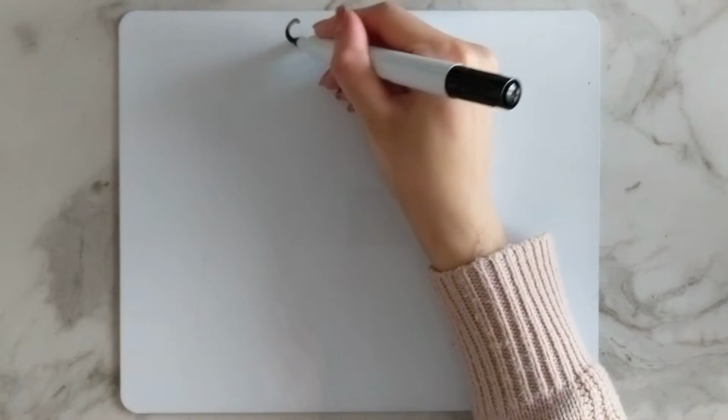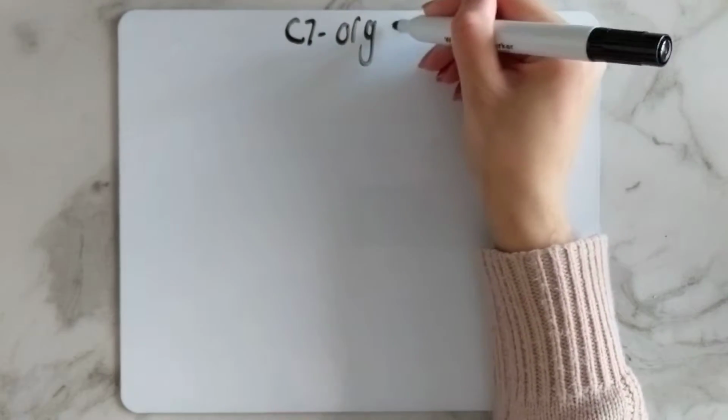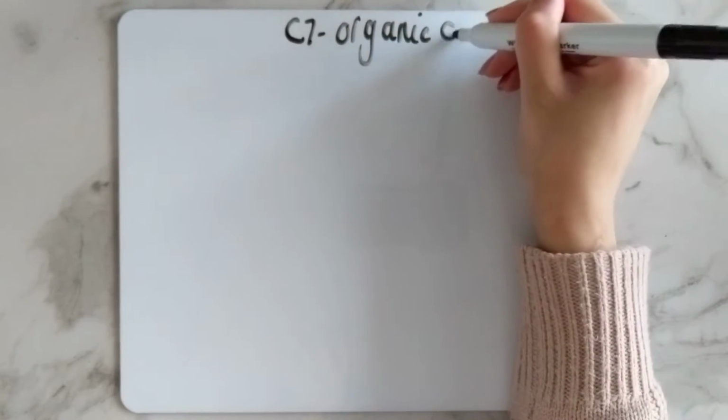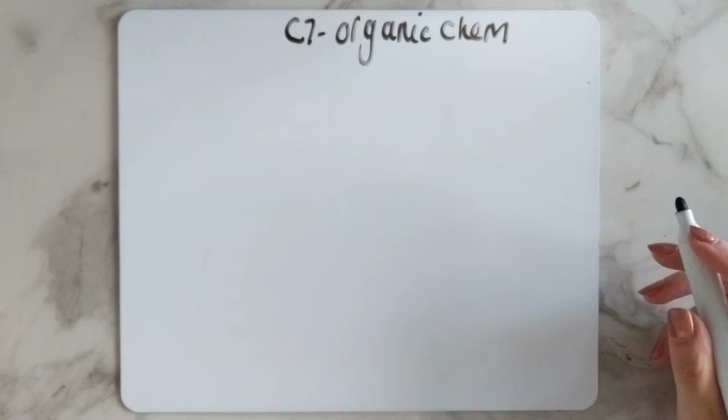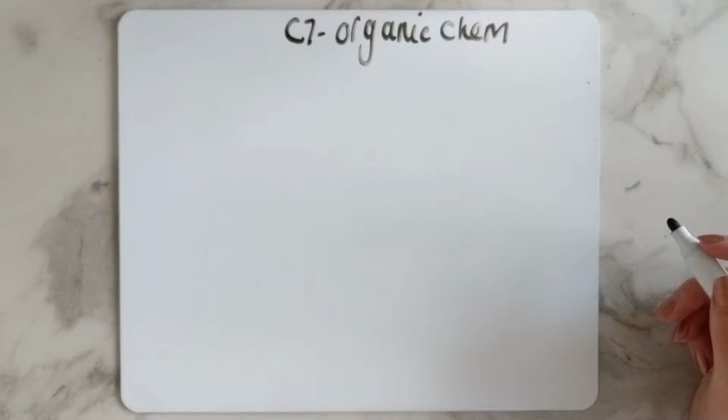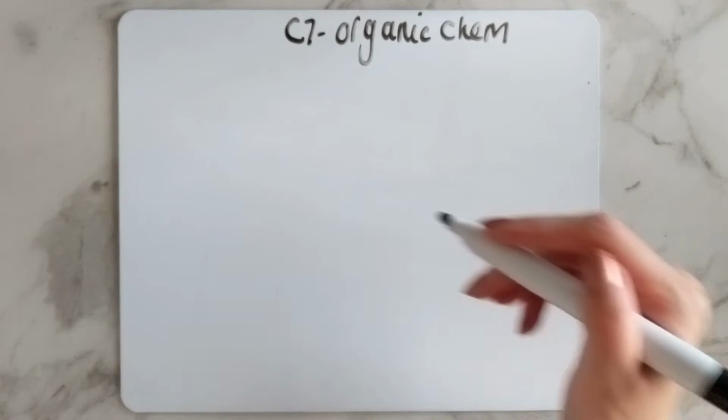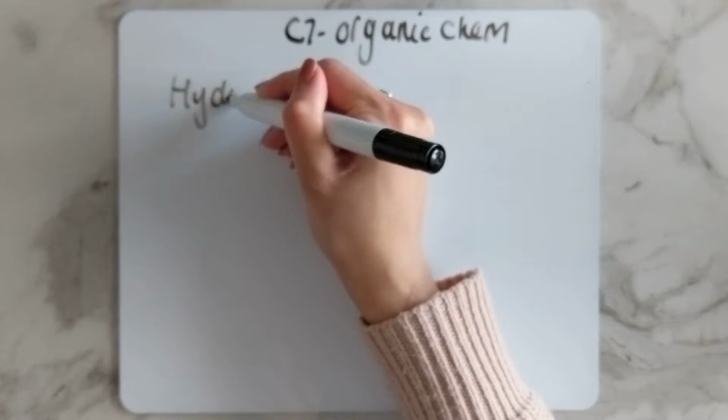Hi everyone, welcome to this video on C7 organic chemistry. So we're going to be focusing on hydrocarbons, alkanes, alkenes and also fractional distillation today. So let's start with what a hydrocarbon actually is.